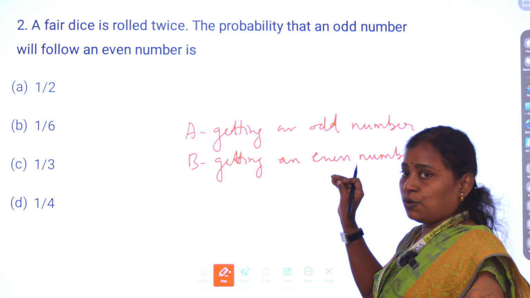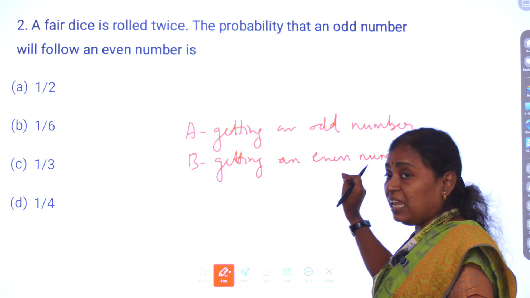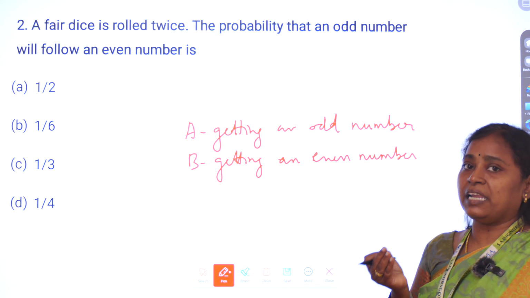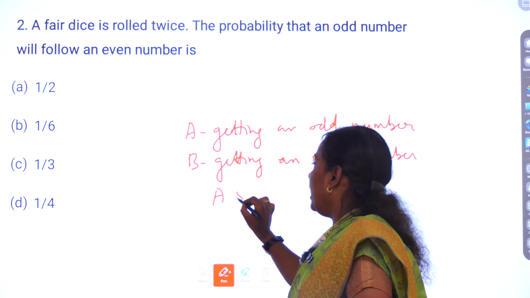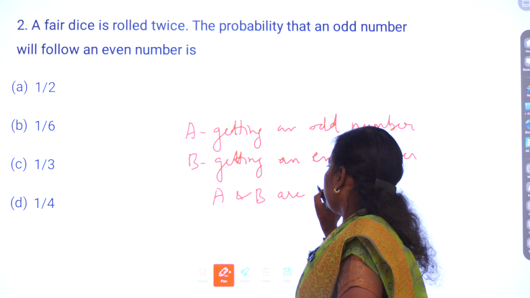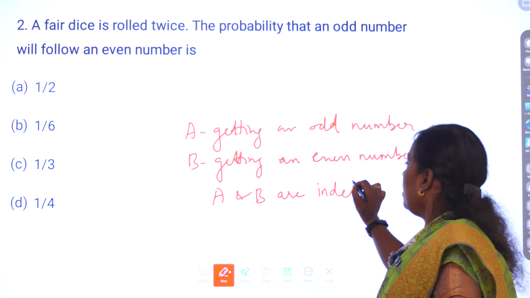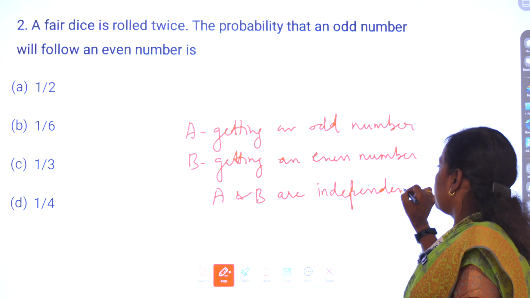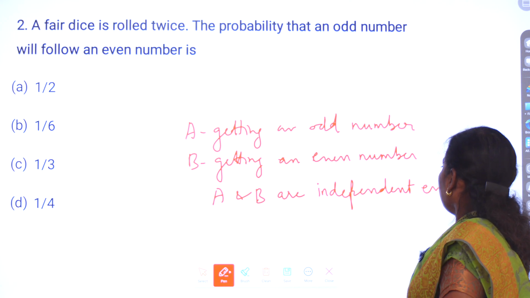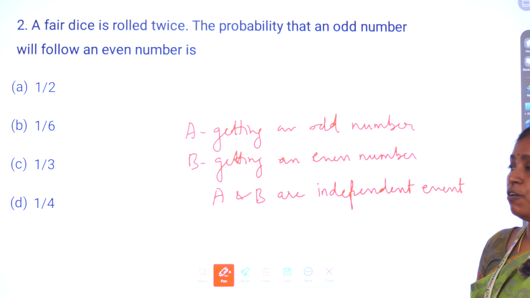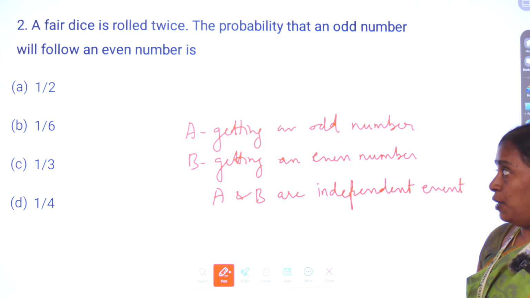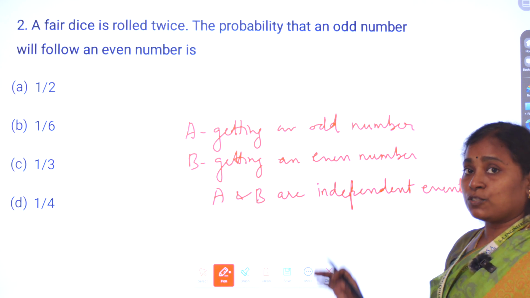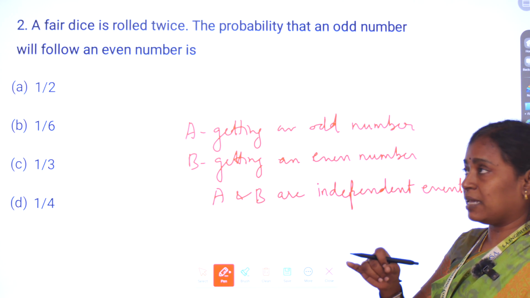So what is the nature of this? See, odd number and even number. We are talking about an odd number and an even number, which means that A and B are independent events. So this is the meaning of it. A and B are independent. So this is what we got from the question. Now we have to solve the problem. To solve the problem, first we need to write the sample space.